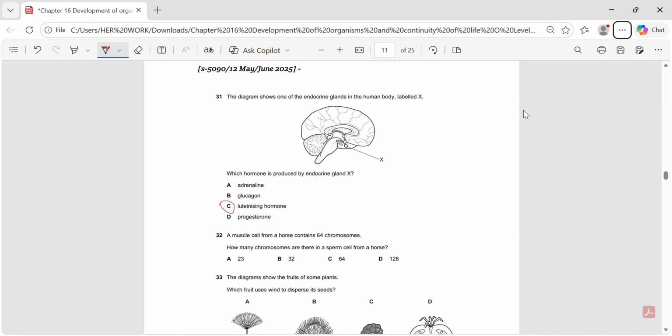Next, a muscle cell from a horse contains 64 chromosomes. How many chromosomes are there in a sperm cell from a horse? This means that sperm cells are haploid and contain half the number of chromosomes compared to body cells. The correct answer is B, 32.